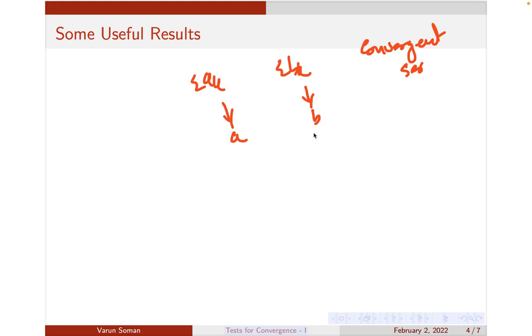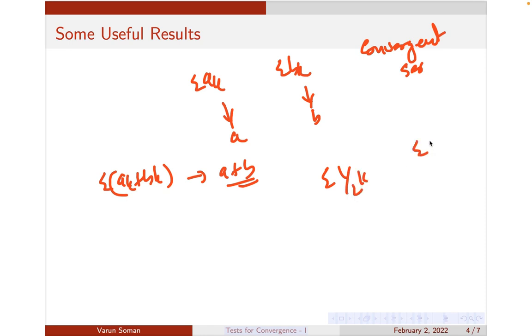I am taking two convergent series, sigma AK and sigma BK. Suppose sigma AK converges to A and sigma BK converges to B, then the new series sigma AK plus BK will converge to A plus B. For example, suppose I am looking at the series sigma 1 by 2 raised to k, and the series sigma 1 by 3 raised to k. Both are geometric series, and you know the sum: it is 1 by 1 minus 1 by 2 in this case, and 1 by 1 minus 1 by 3 in this case.